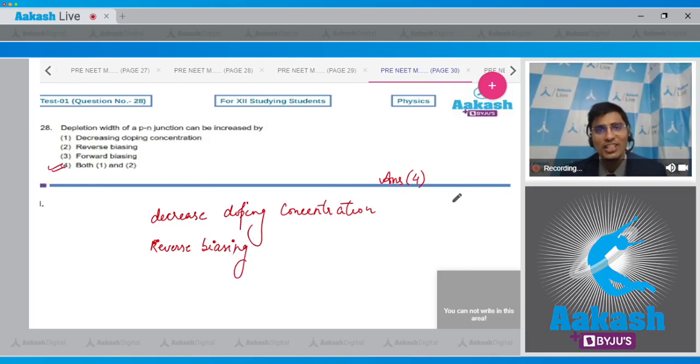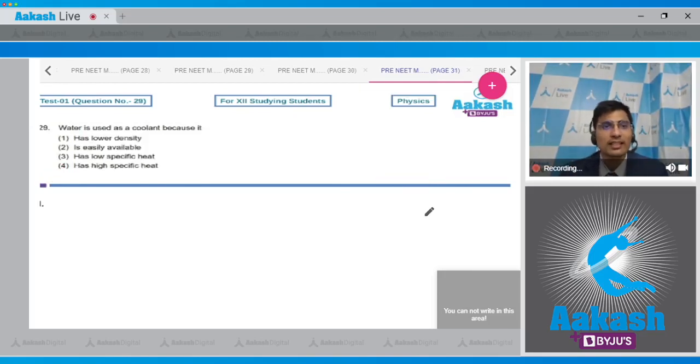Now let us move to question number 29. In question 29, it says water is used as a coolant because first, it has a lower density, second, it is easily available, third, it has low specific heat, or fourth, it has a high specific heat.